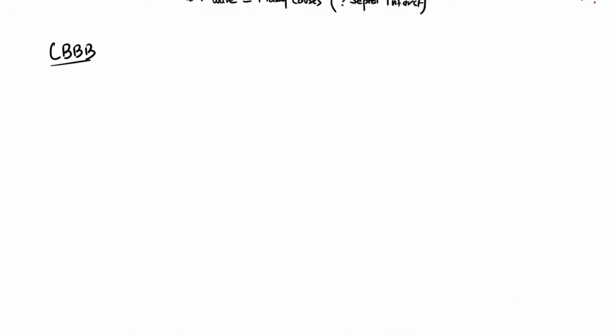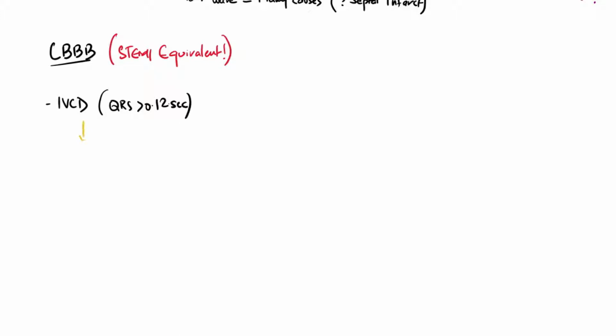Today's topic is about a left bundle branch block. This entity is also considered a STEMI equivalent sometimes, but keep in mind that less than 10% of acute myocardial infarctions are actually presenting with left bundle branch block. It's just that you don't want to miss those 10%, which is why it's considered a STEMI equivalent.